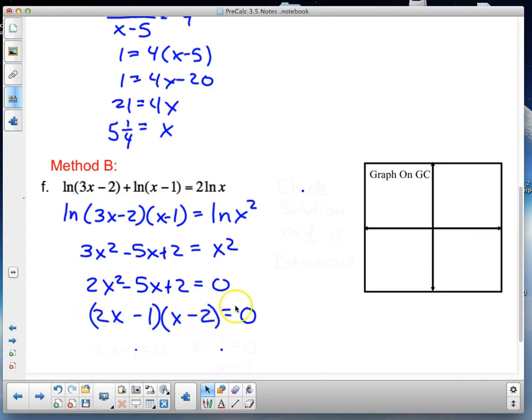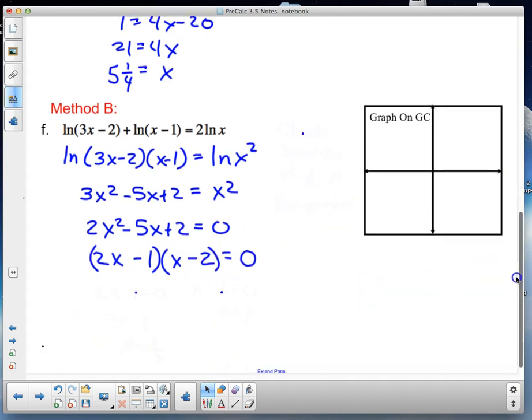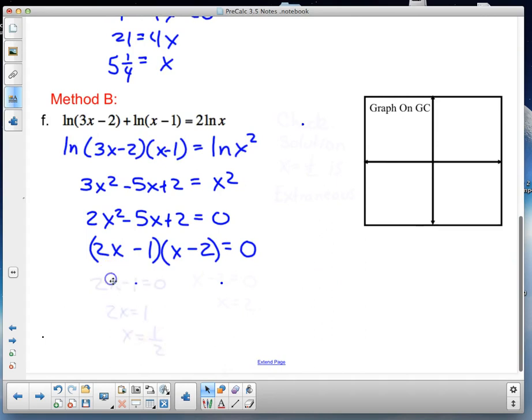So I'm here, and now I'm going to use the zero product rule, just like I've always done. I set 2x minus 1 equals 0, and I find that x is a half. And x minus 2 is 0, so x is 2. Well, I use that, and I plug them back in. Positive 2 times 3 is positive 6 minus 2. That's a positive answer inside, so that'll work. 2 minus 1, positive answer inside.